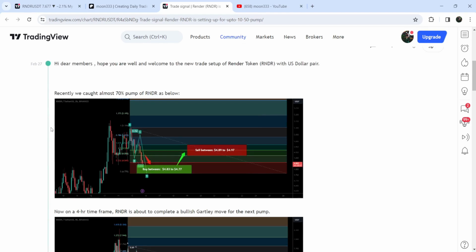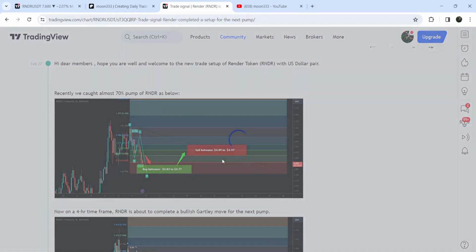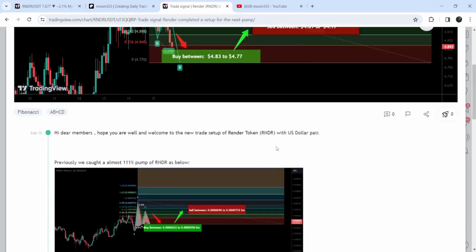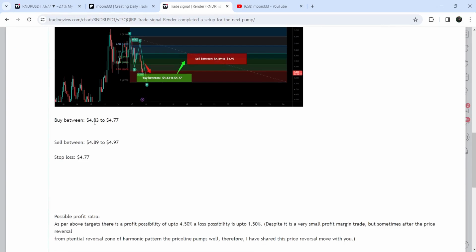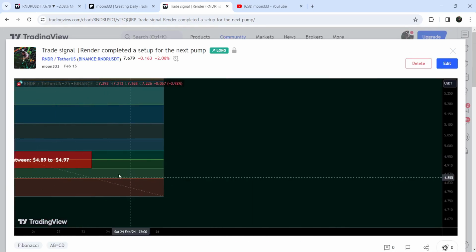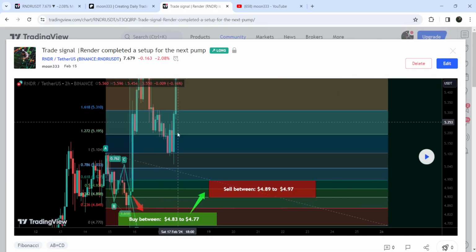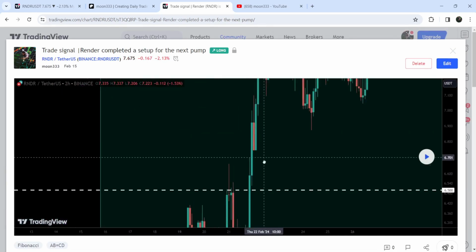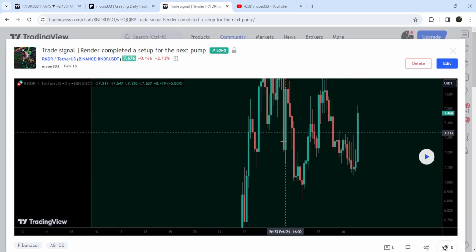And before that, I shared this harmonic bullish reversal AB equal to CD move a few days ago on 15th of Feb 2024. And this was the complete trade setup. This was the buying range and the sell target zone and the stop loss. And now if I play this chart, then you can see that the price has started a very massive reversal from this buying zone and rallied beyond the sell target zone. And this was more than 70% pump on this 2-hour time frame chart.